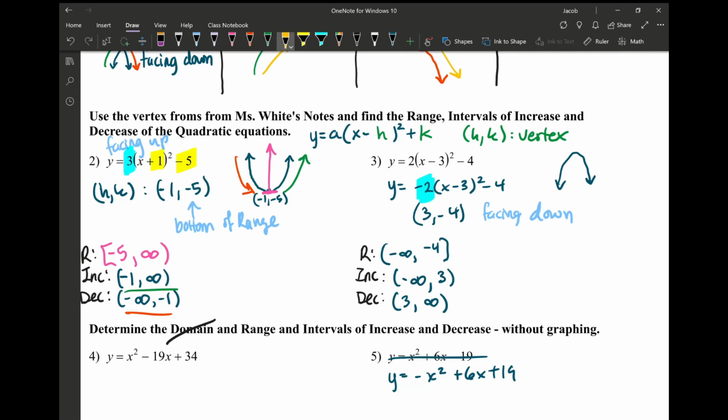Notice that these intervals are x. This interval is, of course, a y interval. And that's all because we know what we're being asked is a range, those are y values, and increasing and decreasing intervals are always x values.